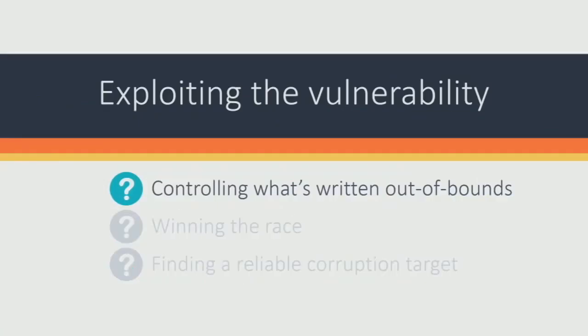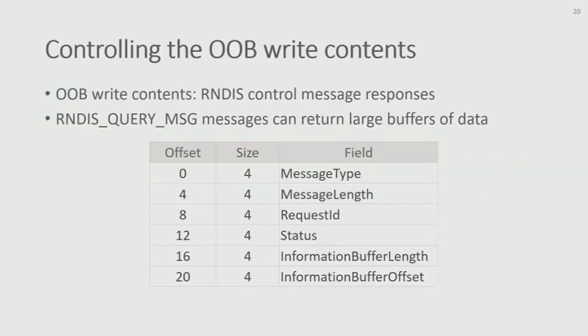So the first thing is, can we even write useful data to the receive buffer out of bounds? The short answer is yes. It's actually not that difficult. If you take a look at how the RNDIS protocol works, basically every message that you send to your network card is going to have a complete message. And some of the complete messages, such as the complete message for the RNDIS query message, include a buffer at the end, a buffer that can contain arbitrary data.